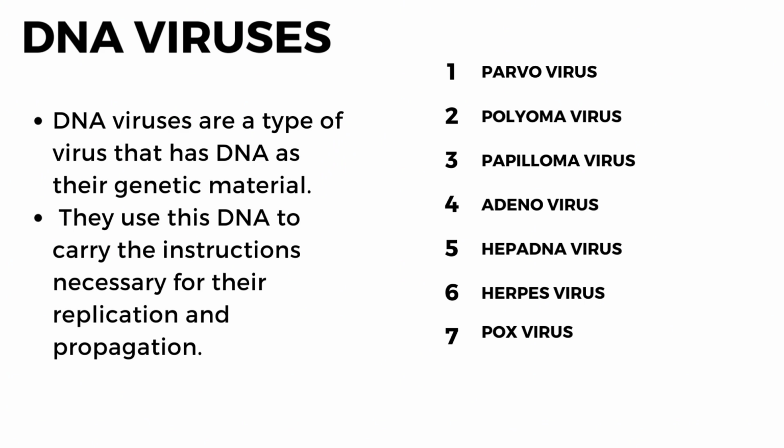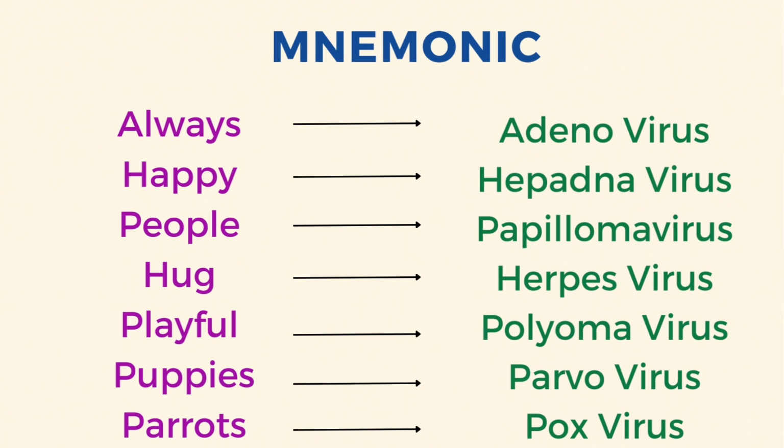First, I will give you two mnemonics to remember. The first is: always happy people hug playful puppies and parrots. So always, A for adenovirus; happy, H for herpesvirus; people, P for papillomavirus; hug, H for hepadnavirus; playful, P for polyomavirus; puppies, P for parvovirus; and parrots, P for poxvirus.